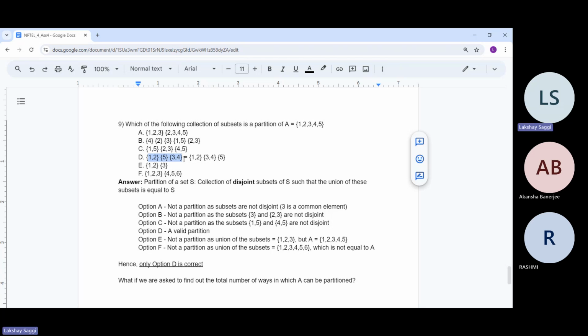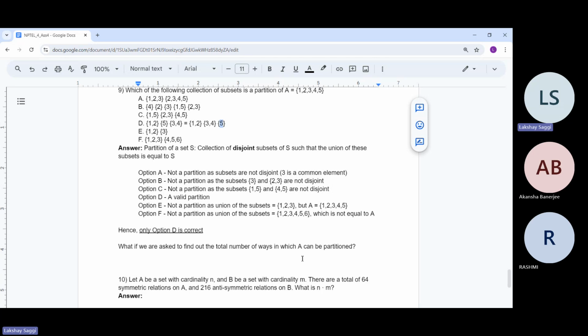Generally, this is how we define partitions. And now suppose we are asked to find out the total number of ways in which A can be partitioned. Like, these are not different ways, but the same way. But another way to partition A would be to take 1, 2, 3, 4 together and this 5 separately, and so on. So this is an interesting question.